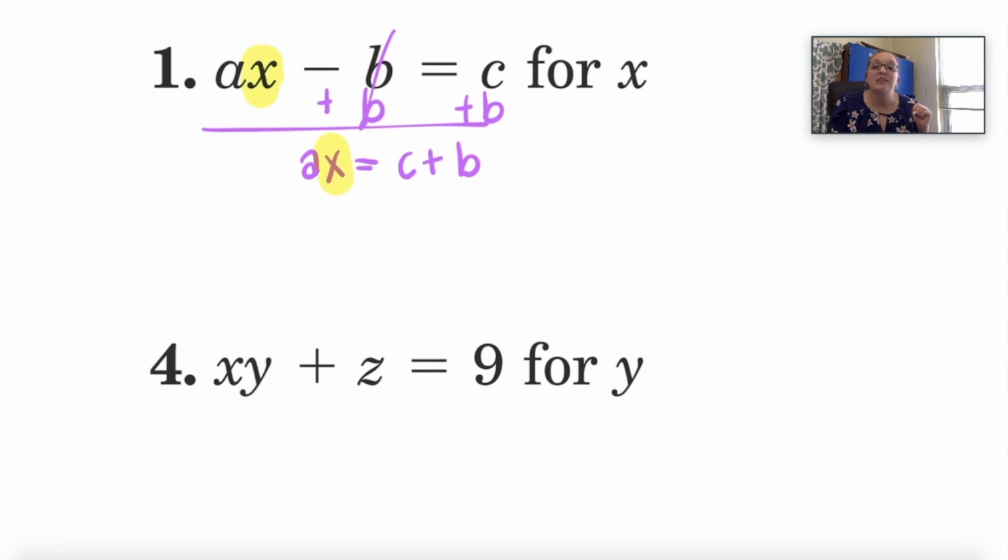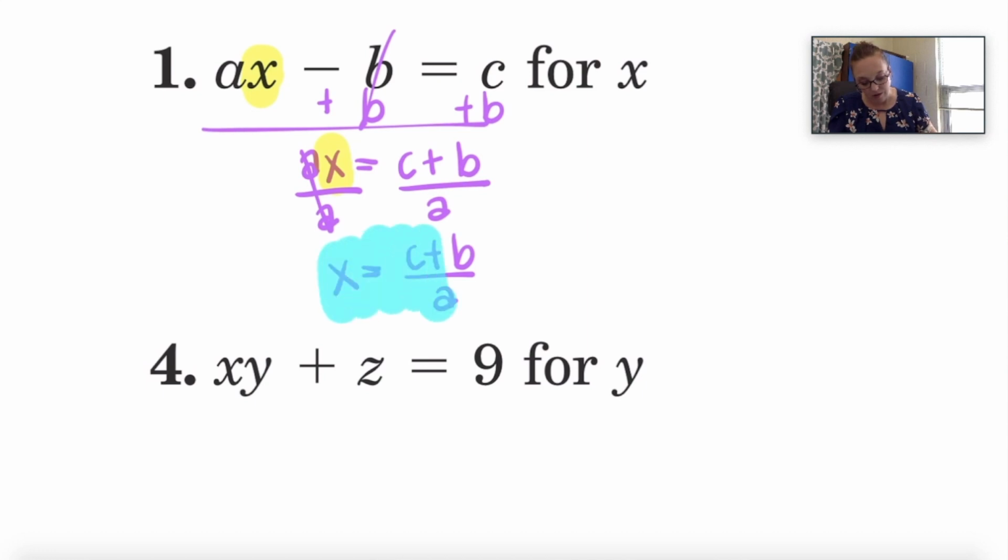Okay, ax means a times x. So to get a alone, to isolate x, I'm going to divide both sides by a. That leaves me with x. And for c plus b divided by a, I don't know what any of those actually represent, so I'm just going to leave it as c plus b divided by a. And that is going to be my final answer. Okay, so that's it for number 1. Let's try number 2.